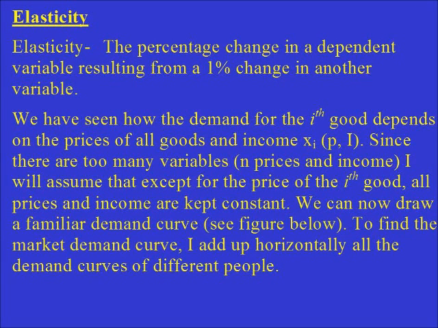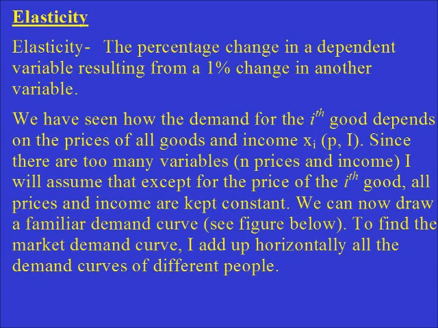I'm going to talk about elasticity. As you can see, the definition of elasticity is the percentage change in a dependent variable resulting from a 1% change in another variable. We have seen how the demand for the ith good depends on the price of all the goods and income. Since there are too many variables, in this case we have n prices and income. I'm going to assume that except for the price of the ith good, all prices and income are kept constant. Now I can draw our familiar demand curve. You're going to see the figure in the next slide.